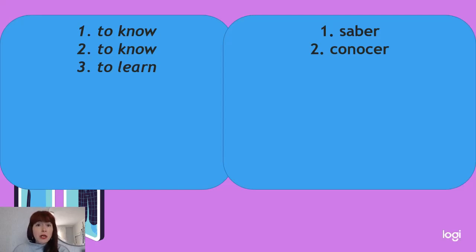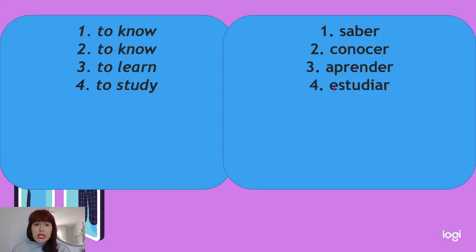Then you have to learn, and in Spanish we have two words for it. You have aprender and estudiar. Okay, so aprender, estudiar, they have the same meaning, to learn something. You also have estudiar when you want to say to study. For example, if you study at a university, you can say that too. But estudiar is generally to learn something.